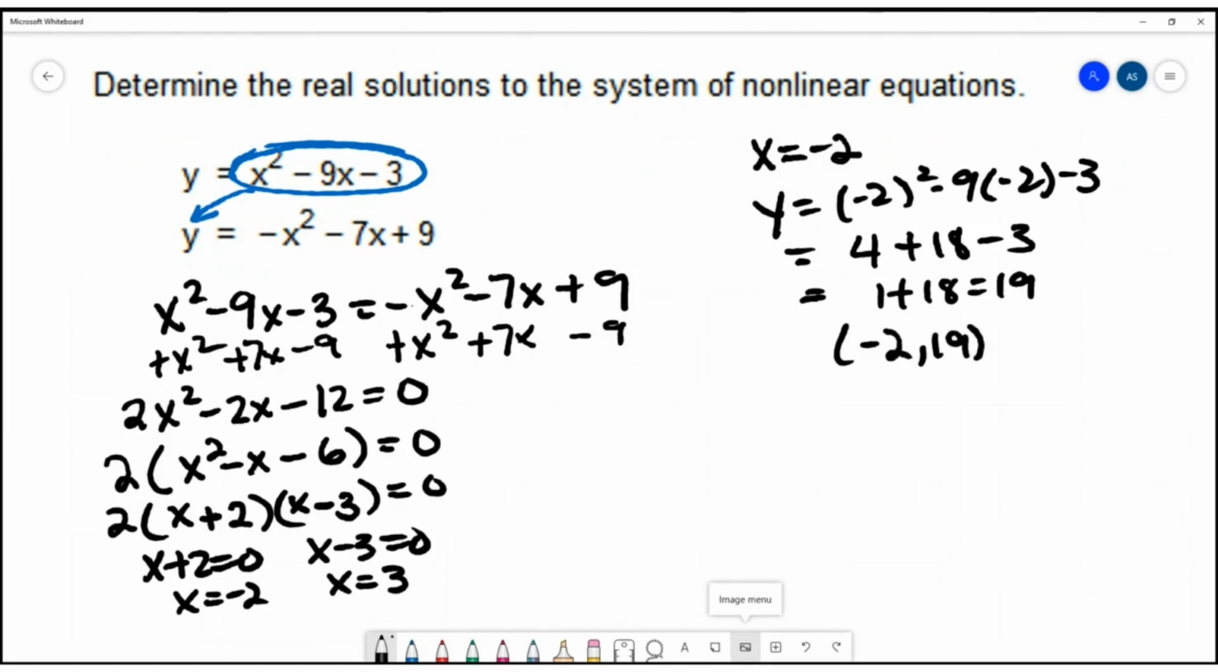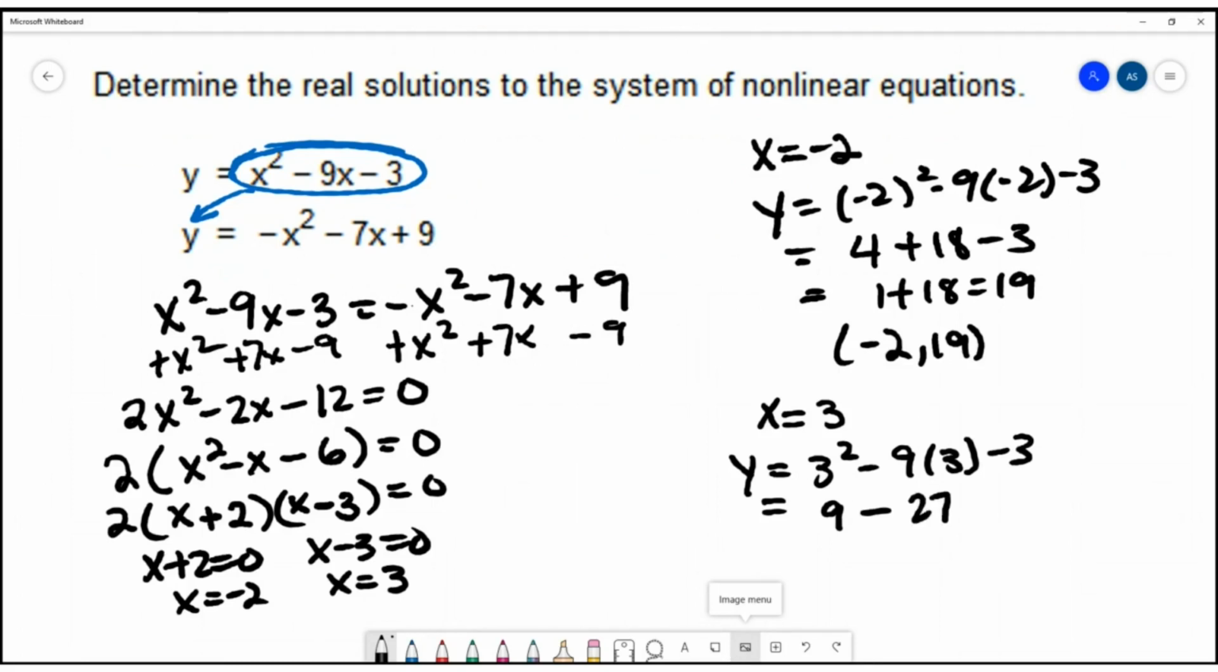Do the same thing with the other one. We have x is equal to 3. That gives y equals 3 squared minus 9 times 3 minus 3. 3 squared is 9. 9 times 3 is 27. 9 minus 27 would be negative 18, minus 3, and that's negative 21. So our other solution would be 3, negative 21. We've got our two solutions to the system of nonlinear equations.